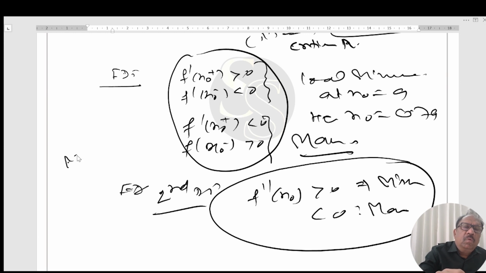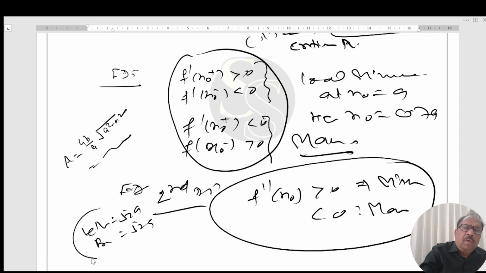Maximum area will be equal to 4b by a under root a square minus x square. Put this in, we will get the maximum area. Length will be equal to root 2a, breadth will be equal to root 2a, right? And area will be equal to this into this, right? Next question.